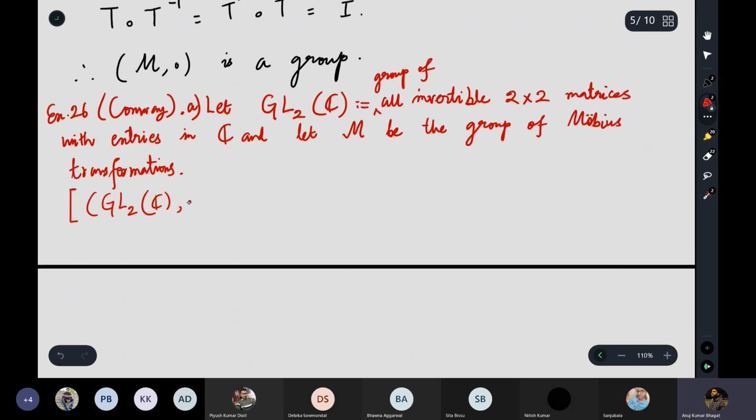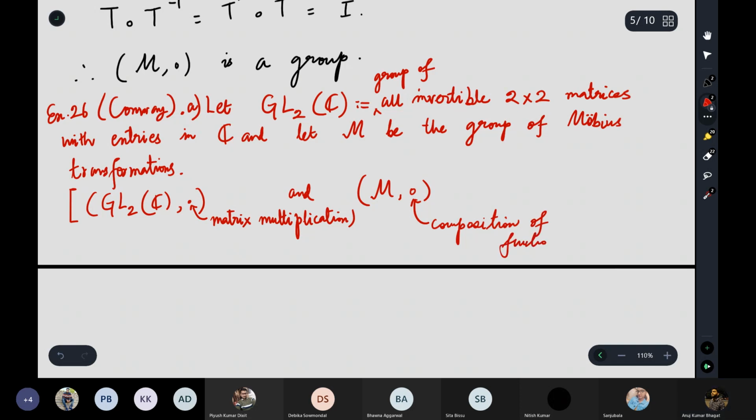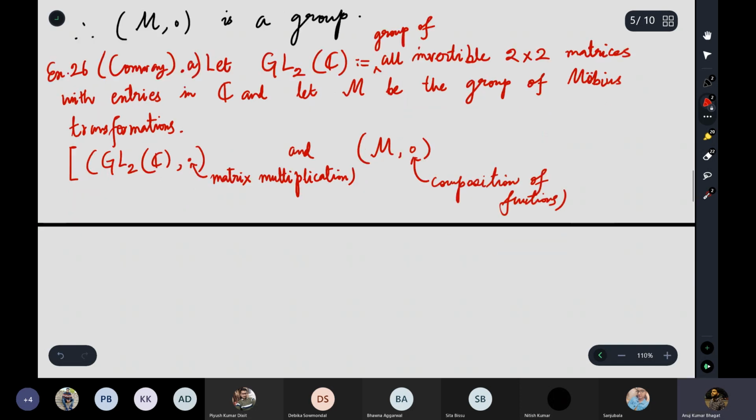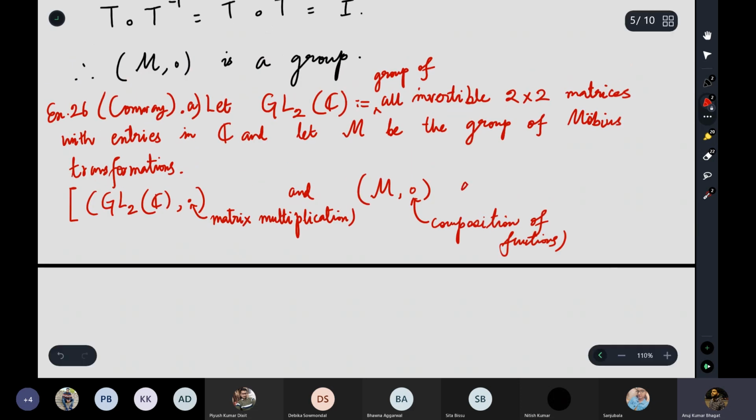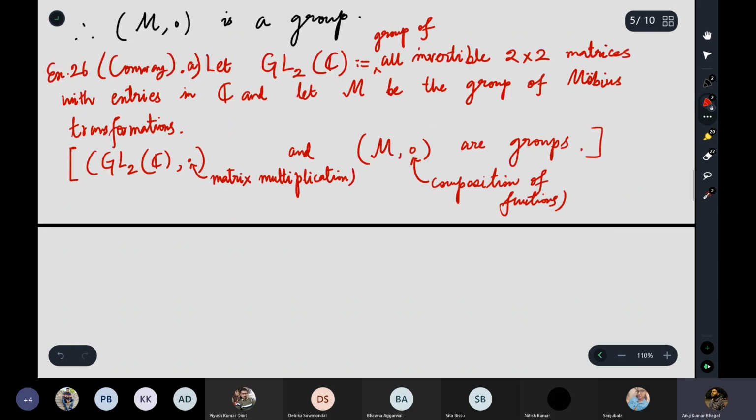GL2C, comma, this is matrix multiplication. So this is a group, and M, comma, composition of functions. So let me write composition of functions. Do not get confused with both the things. Here the operation is there, so they are groups. This is given in the question. Now let's read the question a bit further.